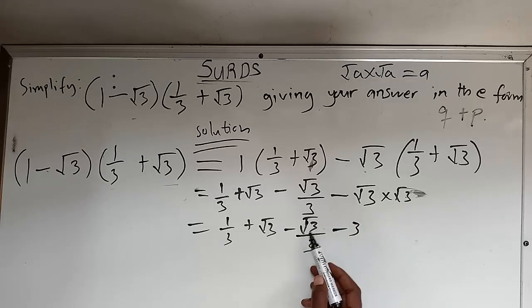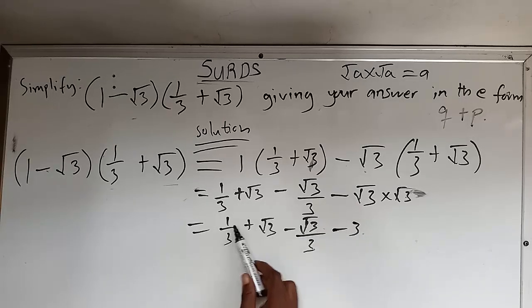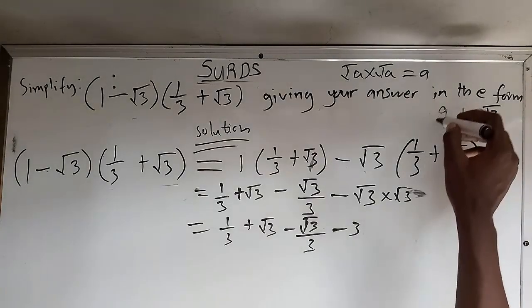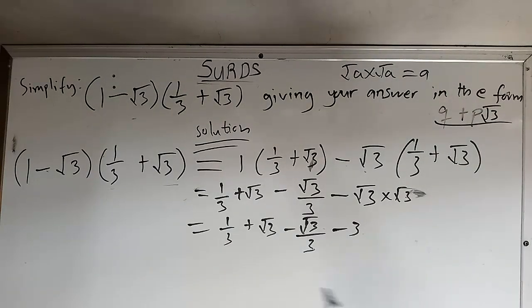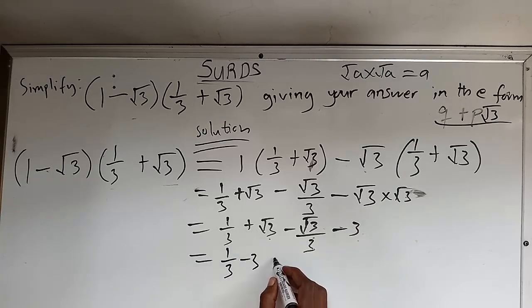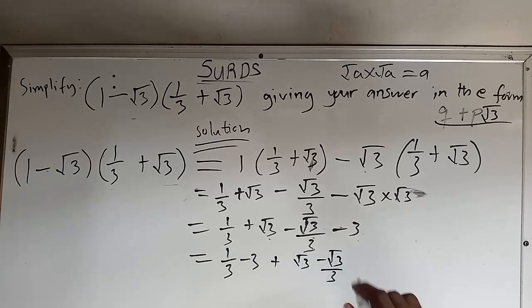So we have similar terms, root 3 minus root 3 over 3, then we have 1 over 3 and minus 3. We need the form q plus p root 3, we are leaving the answer in this form. So we simplify this and this, and we simplify this and this. So this will give us 1 over 3 minus 3 plus root 3 minus root 3 over 3.